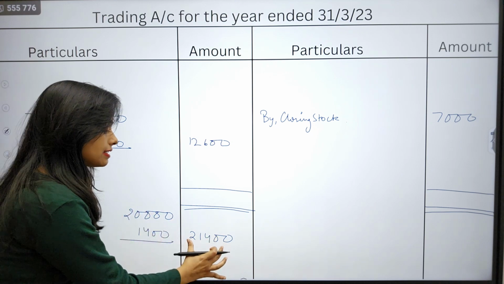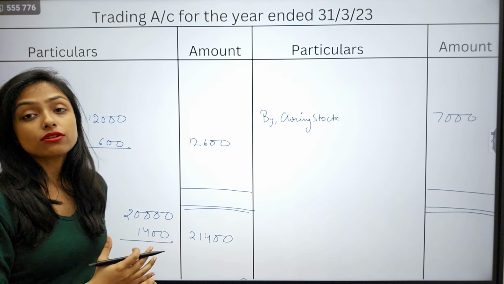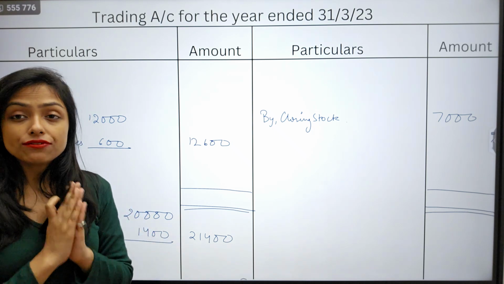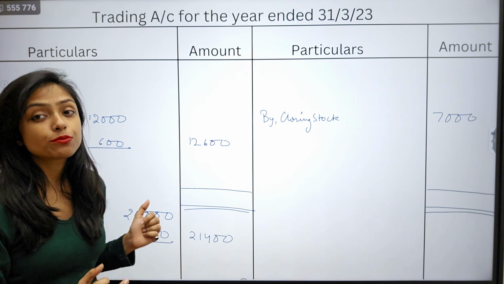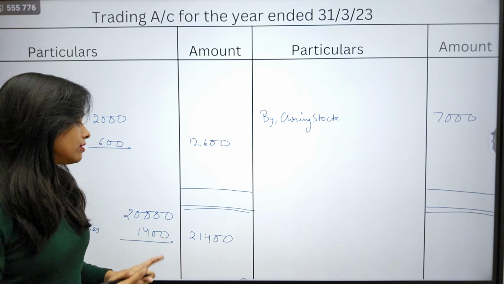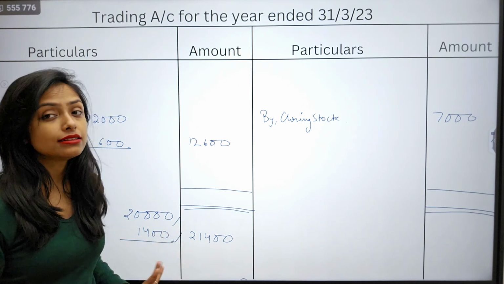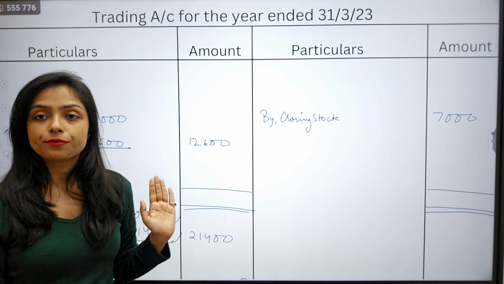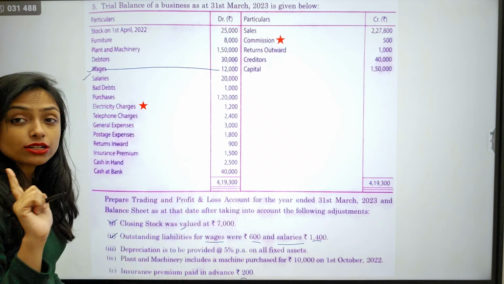Now this is the final amount that belongs to this year, because the accrual concept says: whatever expenses you have incurred in this year, you have to record them in your profit and loss account or your trading account, whether you have paid it or you have not paid it. But it belongs to this year, na? That is enough. You have to record it now. Clear? Okay.